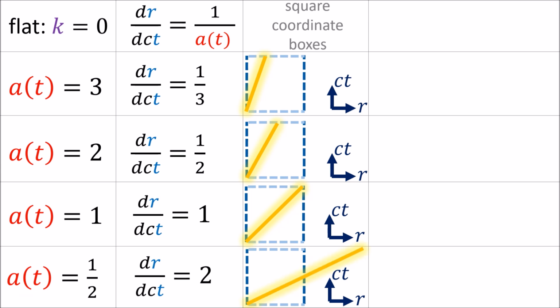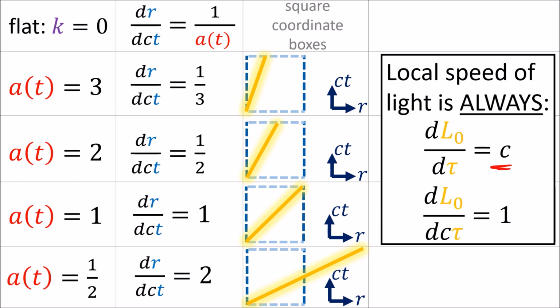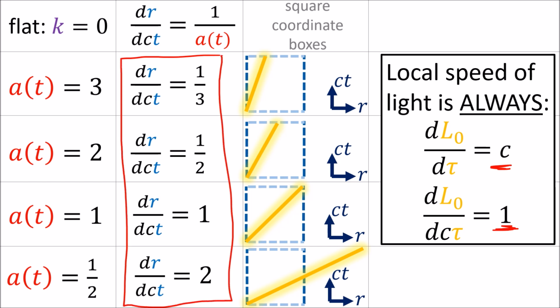So it almost looks like light travels slower in large-scale universes and light travels faster in small-scale universes. But that's not true. The local speed of light, measured as the ratio of proper length over proper time, is always equal to c, or a slope of 1 if we treat c times tau as proper time measured in units of distance. These derivatives in front of us are just the coordinate speeds, and so they are allowed to change.